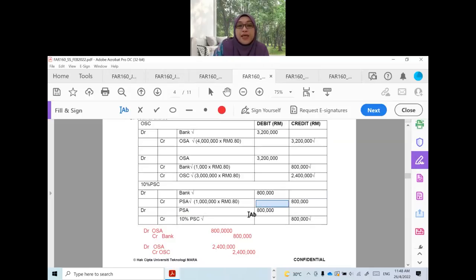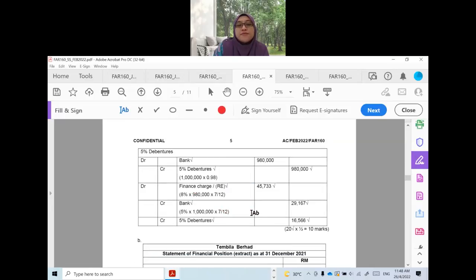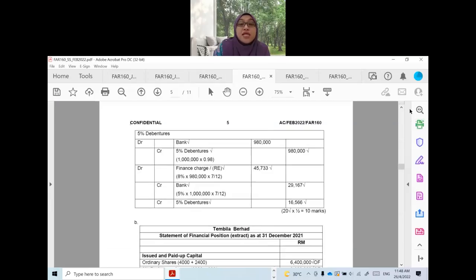Okay, last one, the debenture. You issue debenture at a discount, no issue cost. So what you have to record is, you just have to compute 1 million ringgit times 0.98. Why 0.98? Because this is the issue price. You are issuing at the discount. So debit bank 980,000, credit 5% debenture 980,000. Okay, follow the next step.